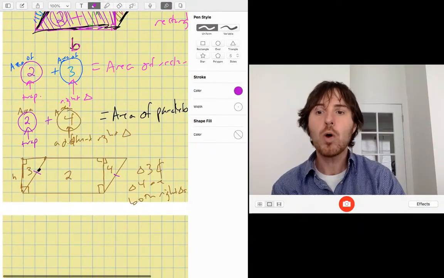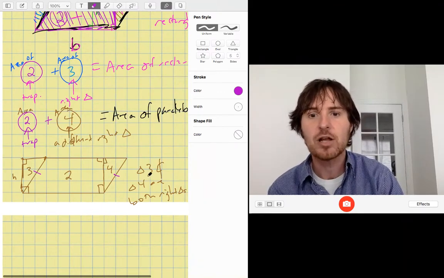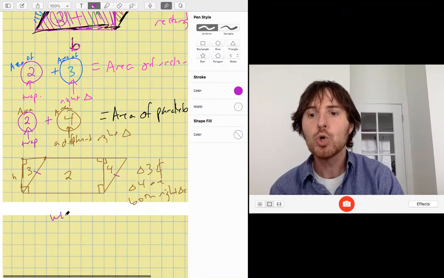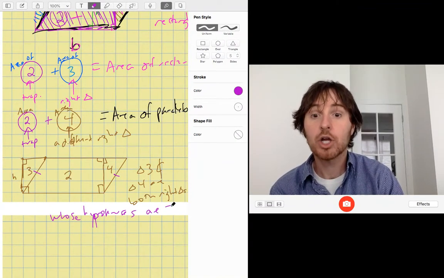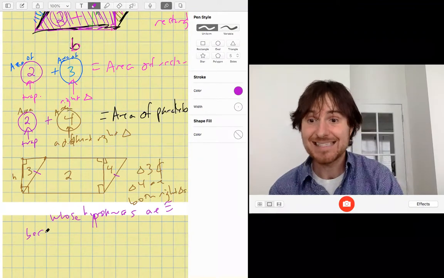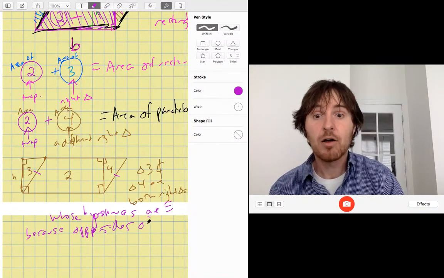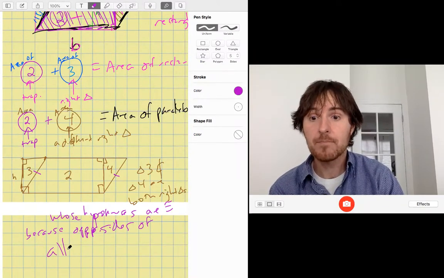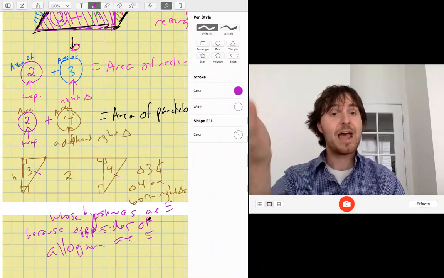So we know that triangle 3 and triangle 4 are both right triangles whose hypotenuses are congruent, because opposite sides of a parallelogram are congruent to one another. We had that theorem.